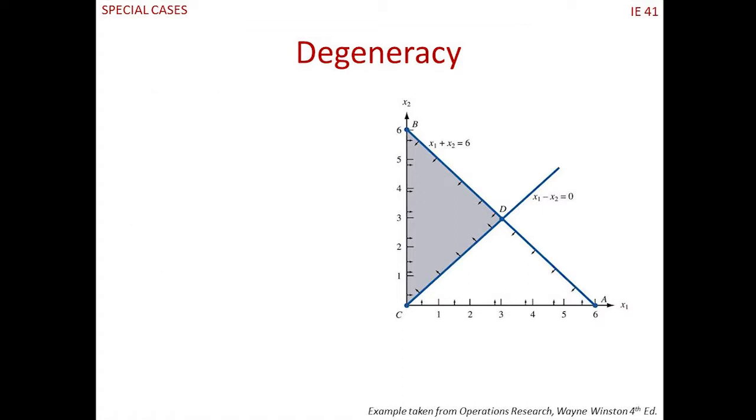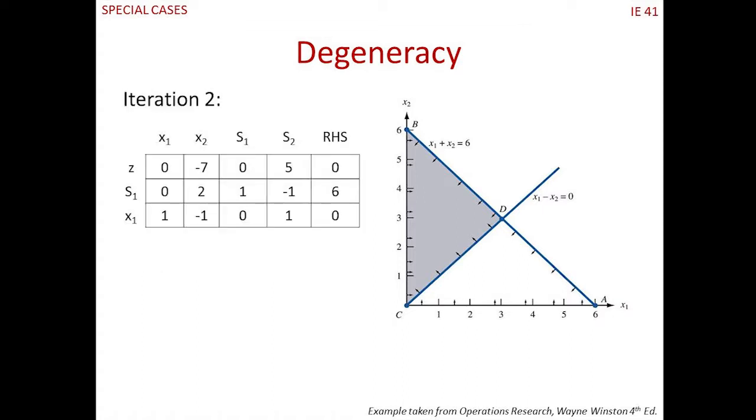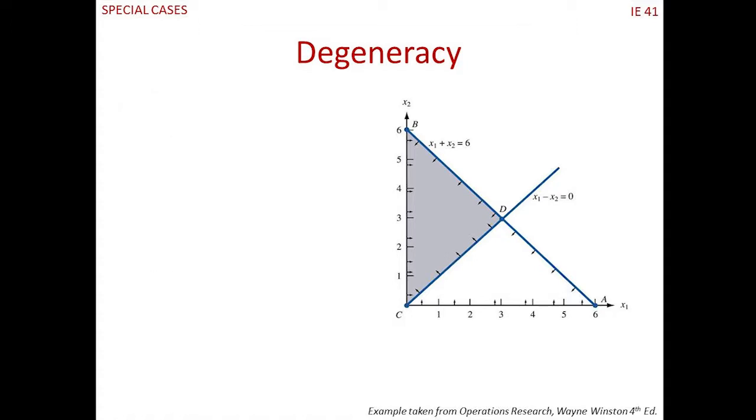We can see that the z value is not affected. We just had another set of basic variables, still pertaining to the point C in the graph. We now let x2 enter and S1 leave the basis. We now arrived at our optimal solution.